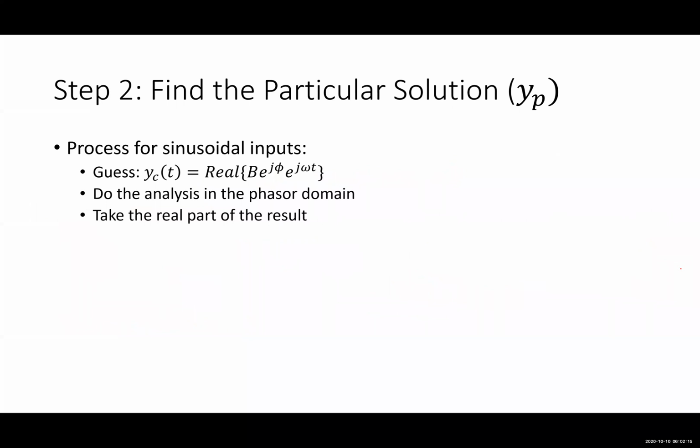So our process is to say we have a yp that we guess that is the real part of B e to the j phi e to the j omega t. Do all of our analysis in the phasor domain, meaning just forget the whole real part thing and do the analysis on this, and then take the real part of the result.